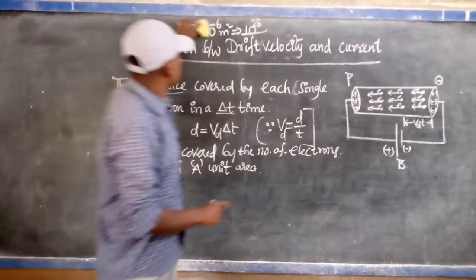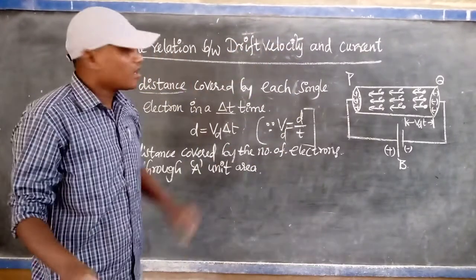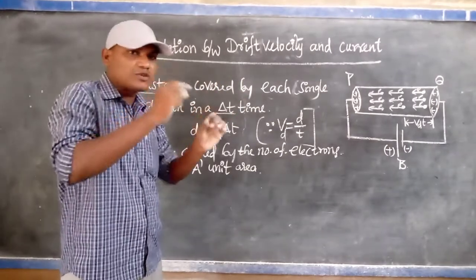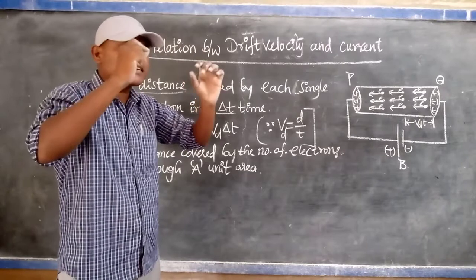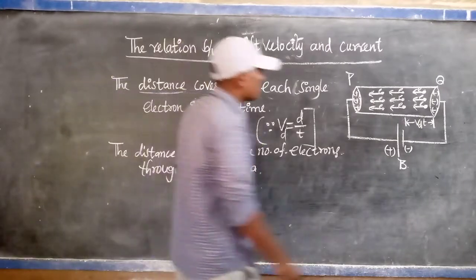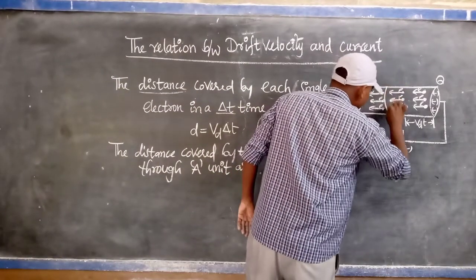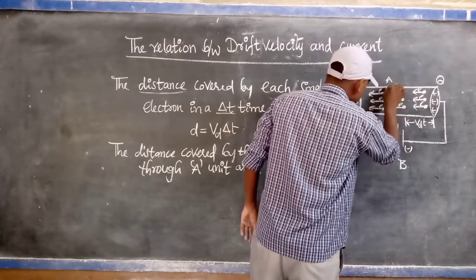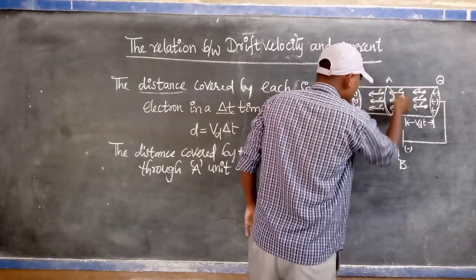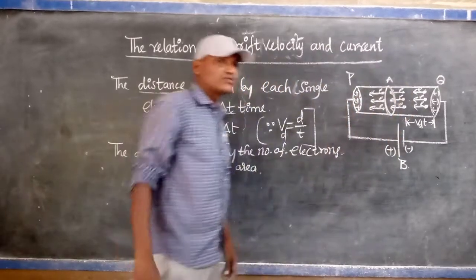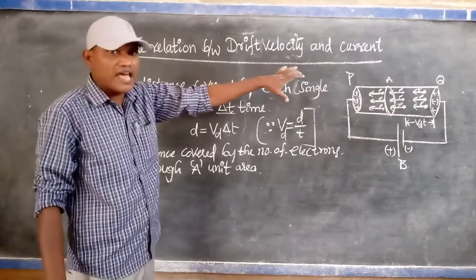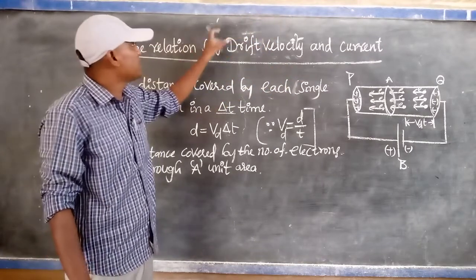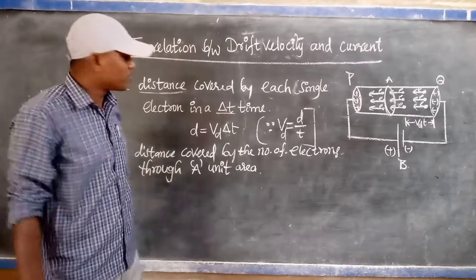What is the meaning of that? Only one electron is not moving at a time. In a small unit area also, 10 power 28 electrons will be set into motion. Now here, we consider one unit area of the cross section A. Through this unit area of cross section A, how many electrons are moving? Three electrons according to the diagram, but not just three, a number of electrons are there. How many? 10 power 28 in the 10 power minus 6 meter square unit area.